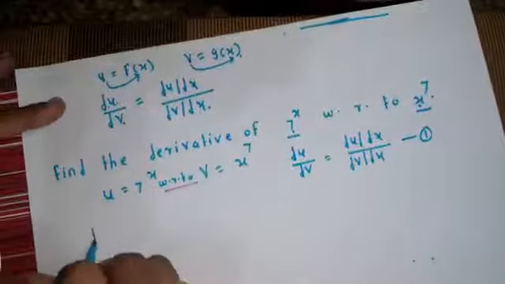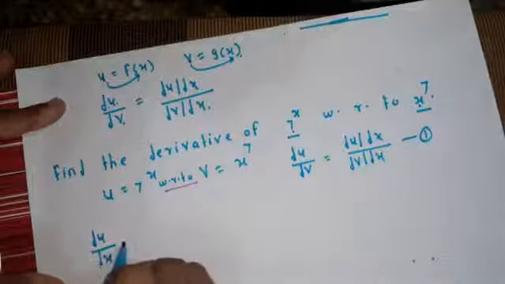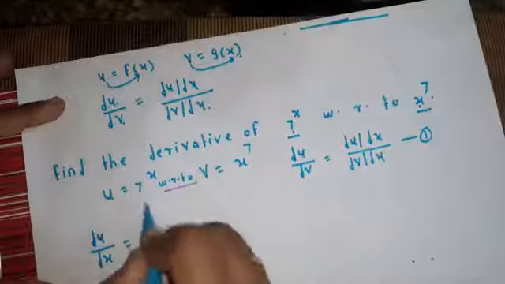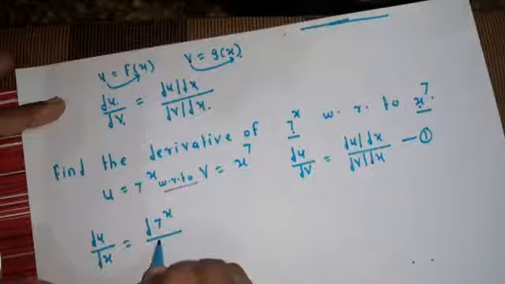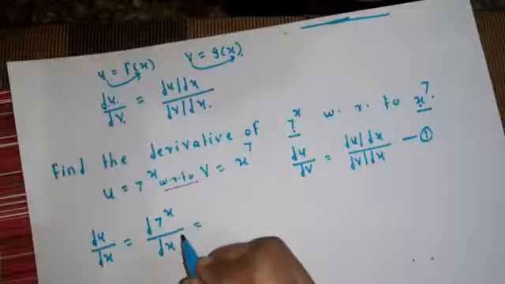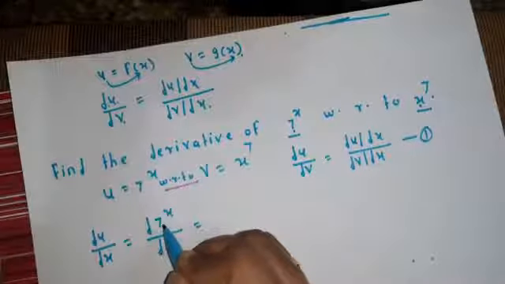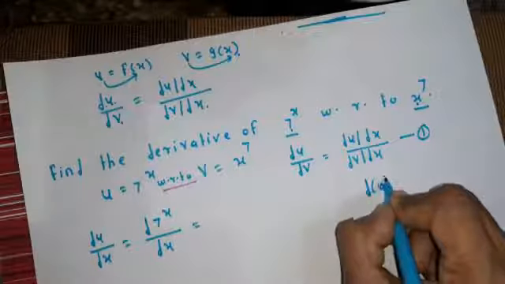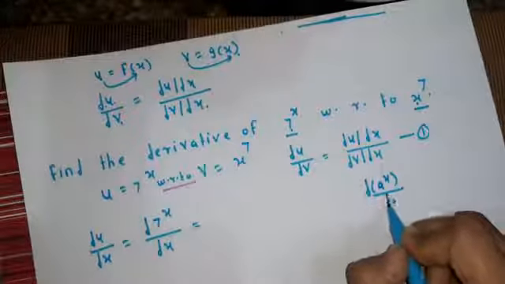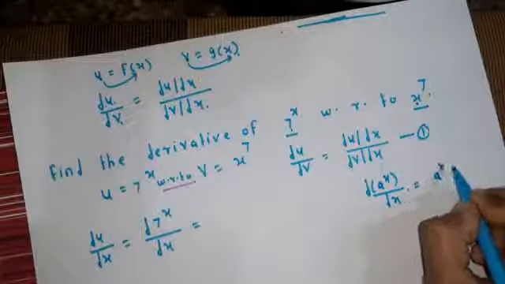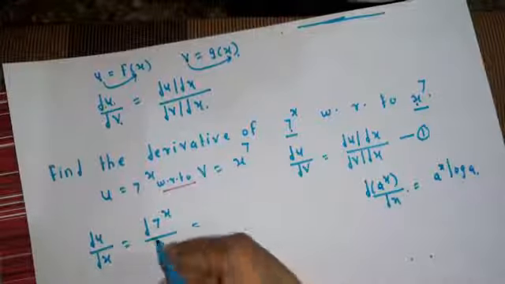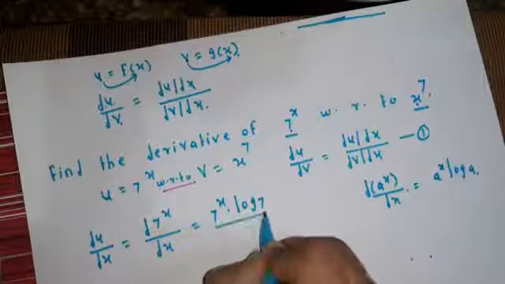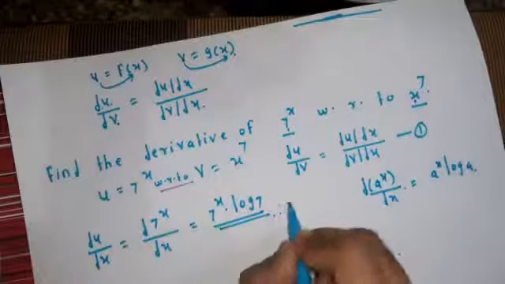Now first find out du by dx. What is du by dx? That is, u is the function, that is differentiation of 7 raised to x with respect to x. What is the formula of differentiation for the 7 raised to x? The formula is differentiation of a raised to x, that is a raised to x log of a. And that's why this will be 7 raised to x log of 7. This is du by dx. Okay students.